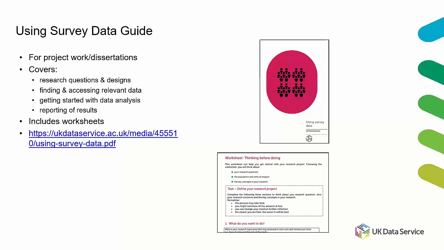So the first resource we have is the Understanding Survey Data guide. This is a really comprehensive guide that will talk you through step by step the whole process of doing a dissertation with secondary data, starting with finding a research question and data that suits this, right through to how to analyse and report your results. It also contains worksheets with further guidance to really help you think through every step of doing the dissertation.